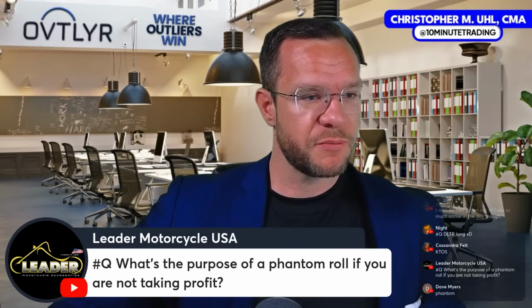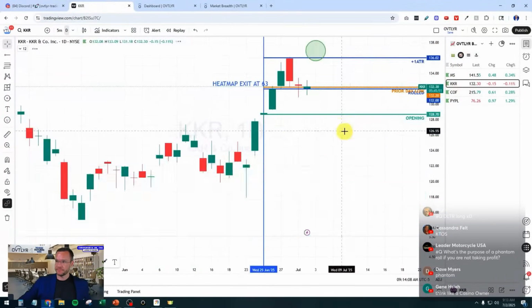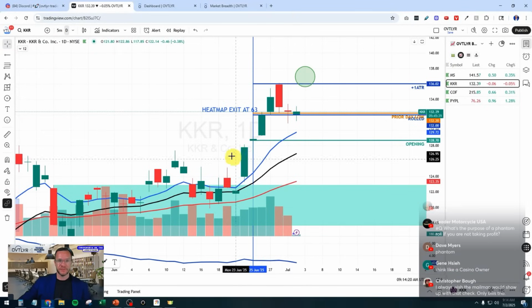Mikey Mike says, what's the purpose of the phantom roll if you're not taking profit? The purpose of the phantom roll is to take profit. It's for when I can't get enough liquidity to make the trade happen with the roll. So I'm essentially pretending I rolled it and moving up that half ATR to be aggressive on the exit. Okay, let's move on.